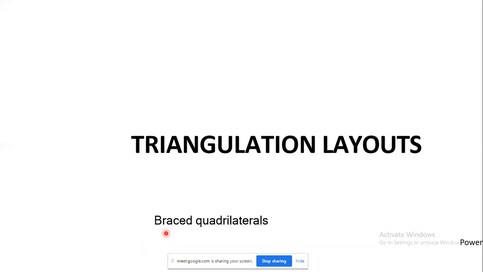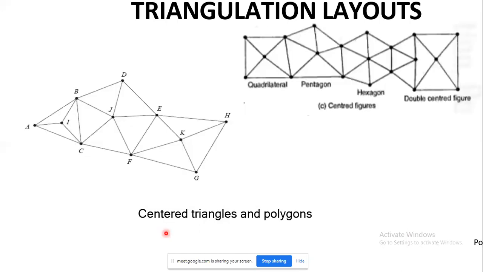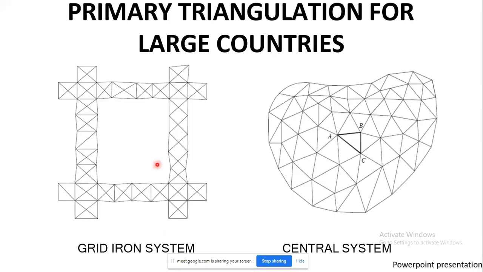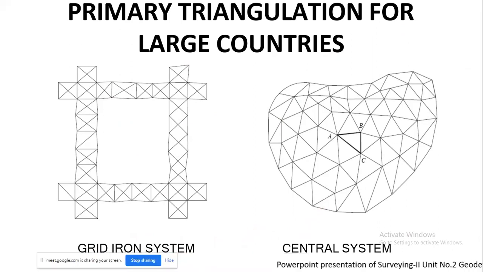So this was regarding triangulation layouts or triangulation figures. You can see here the primary triangulation for large countries, how the systems are utilized. Out of that, one is the grid iron system, and the second one is the central system. You can see here the GTS survey which has been carried out in India, in order to measure the overall area.